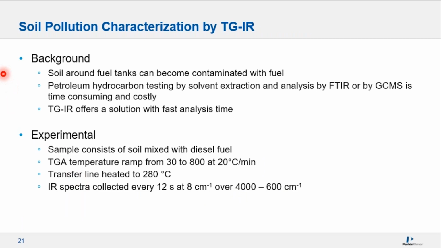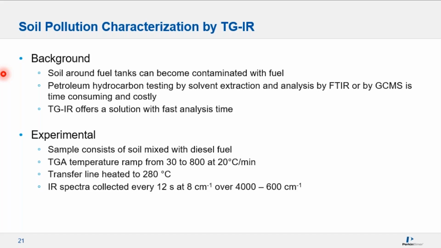Okay, so the next example here is investigating soil pollution with TGIR. So a little bit of background. It's common for soil around fuel tanks in the ground, whether it's at a gas station or maybe home heating oil in a residential area. If these tanks leak, then we can get fuel contamination on the soil. This can cause problems with groundwater, runoff.